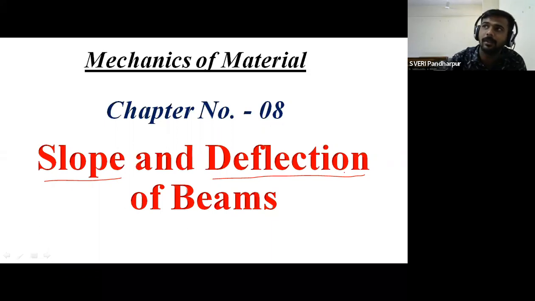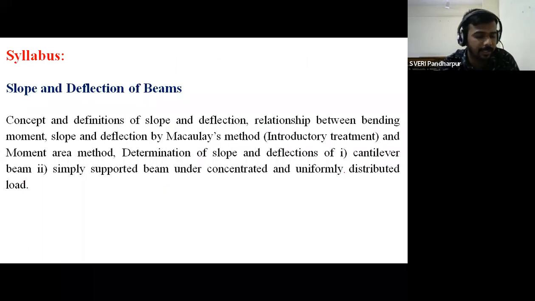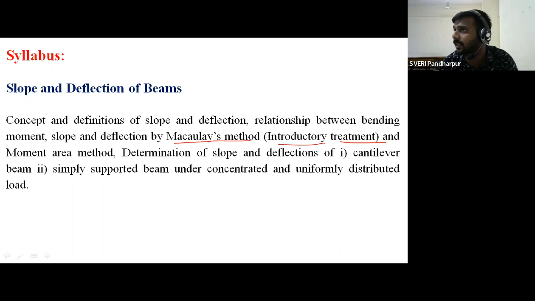Okay, now this is the actual content of this chapter: the concept and definitions of the slope and deflection, and the relation between bending moment, slope and deflection by the Macaulay's method. This is one standard method. You are having only an introduction treatment of how bending moment, slope and deflection are correlated with each other. Bending moment is another parameter, because the beam is subjected to loading, and by using the bending moment I can calculate only bending stress.